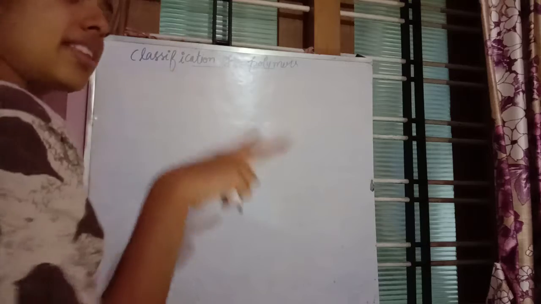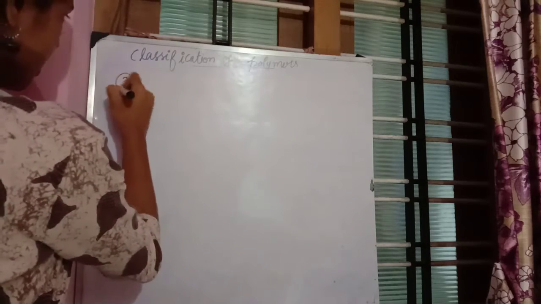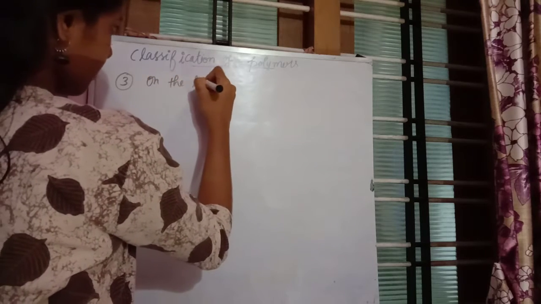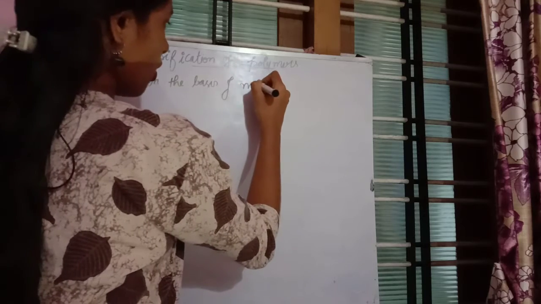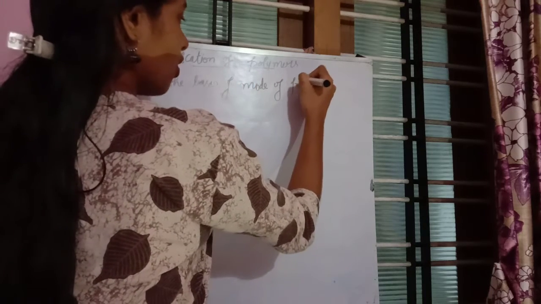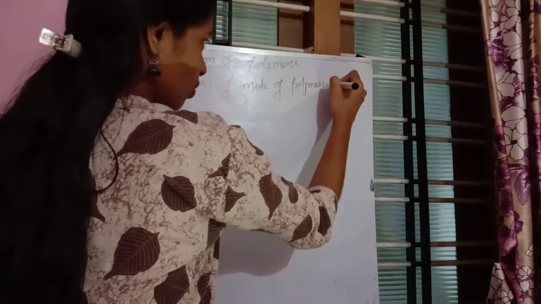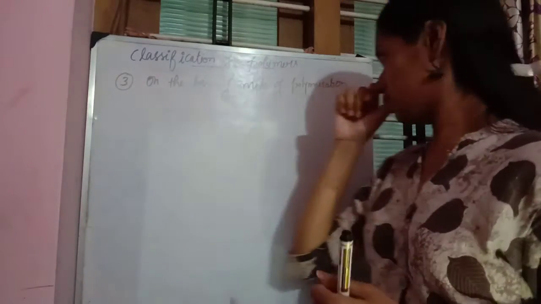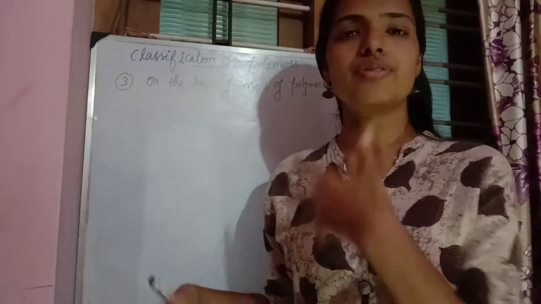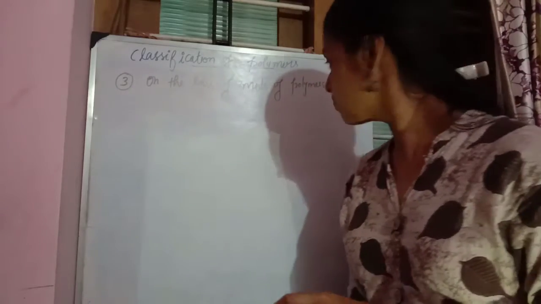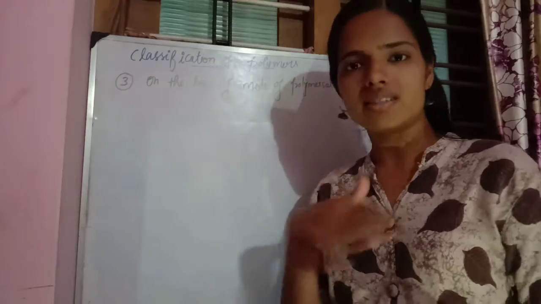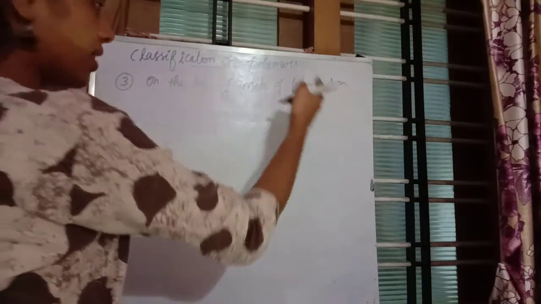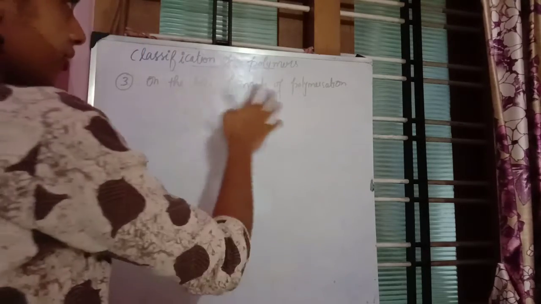I have done the first and second type of classification. Now we are going to study the third type of classification of polymers, and the third type is on the basis of mode of polymerization. I have already told you what polymerization is, right? Polymerization is when small monomers combine together to form a large macromolecule known as a polymer, and that is known as polymerization.